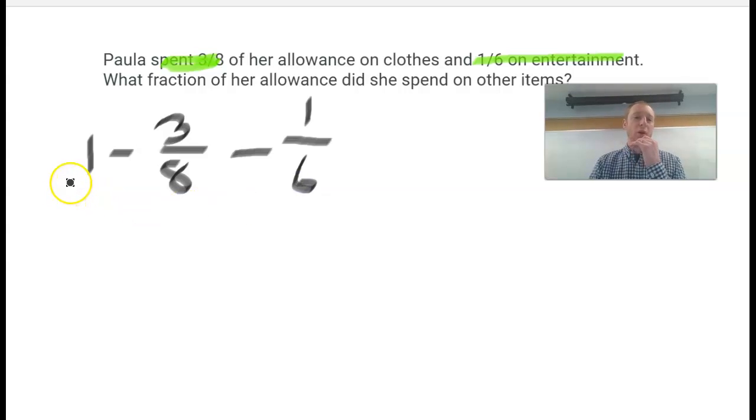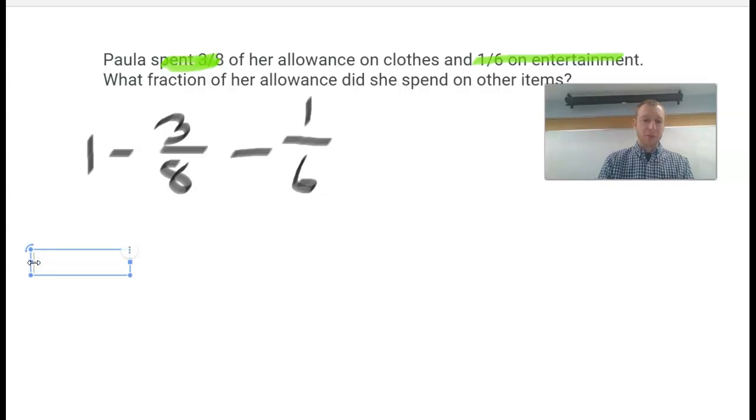Okay, so 1 whole minus 3/8 minus 6/6. Let's deal with the whole after, but first let's find a common denominator. Now I'm subtracting because I want to know how much she spent on other things, right? She spent this on allowance, this on entertainment. What's left over for her to spend on other things, right?